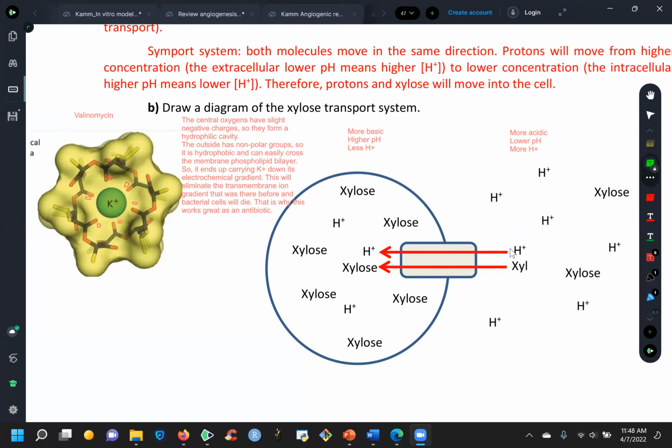For example, if the cell's working really hard to get rid of the potassium, valinomycin is just going to go grab the potassium and bring it inside. Then it's going to go grab another one and bring it inside, and another, until the cell dies and that membrane potential is neutralized. Does that make sense? Just review it a little bit.